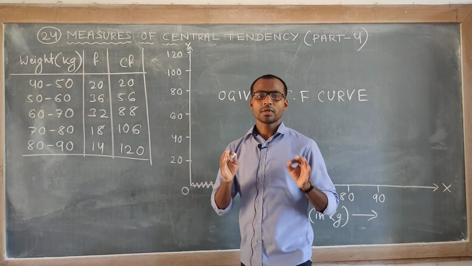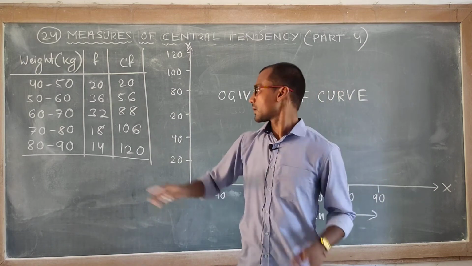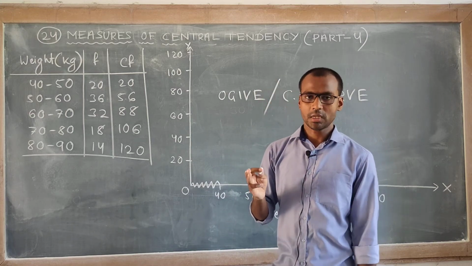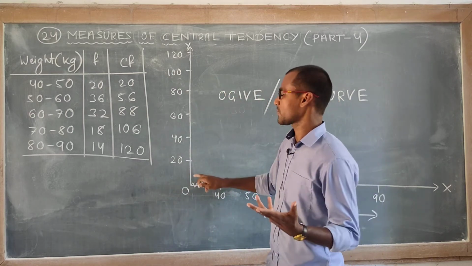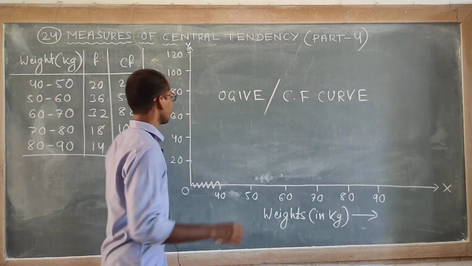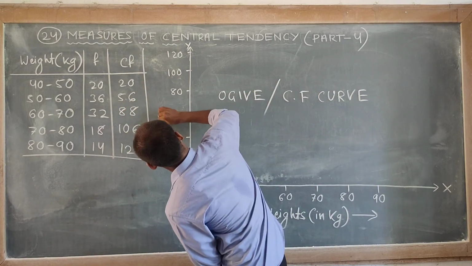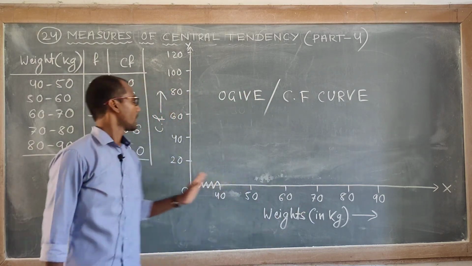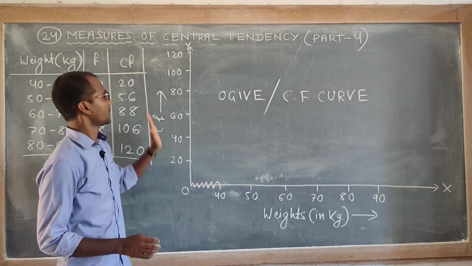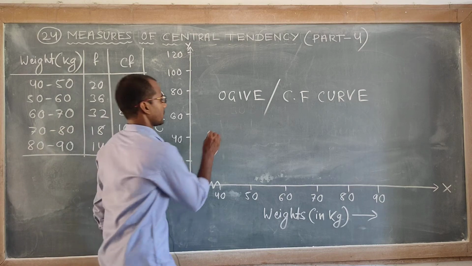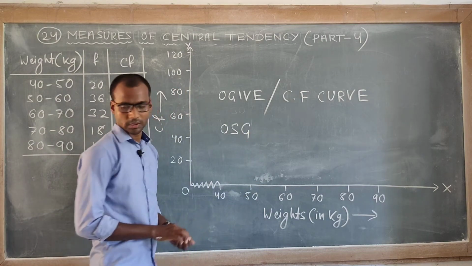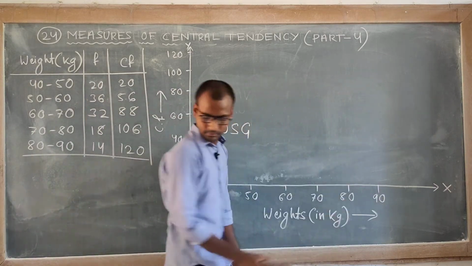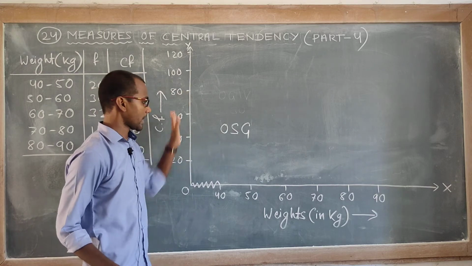Choose a scale so that you will be able to represent till 120 along the y-axis. You can choose 10 units also. 2 cm equal 10. Okay. I do not have enough space, so I took 2 cm equal 20 units. Ready? So this is cm. X-axis for class interval, y-axis for cumulative frequency. Ready? So the outline is over. My formula was OSG. Okay. Outline, scale and graph. Outline is over, as you can see.